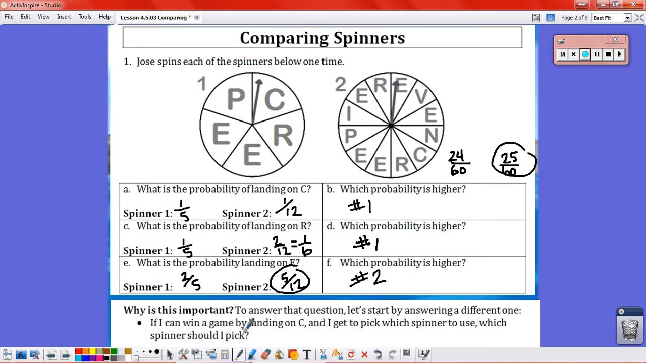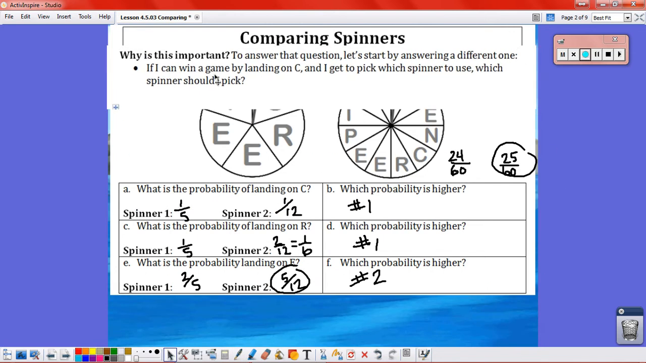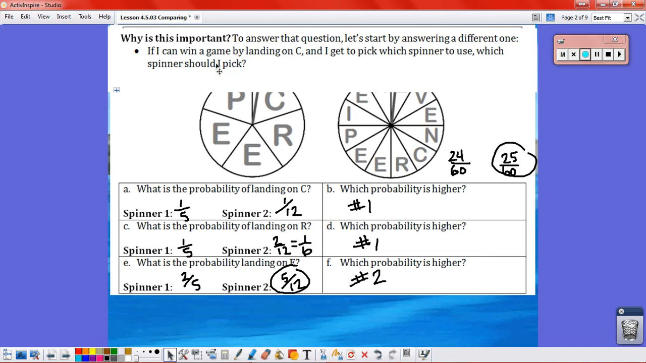Okay, and then we have, on the next page in the kids' packet, this question. Why is this important? To answer the question, we're going to answer a slightly different question. If I can win a game by landing on C, and I get to pick which spinner I want to use, which spinner should I pick?